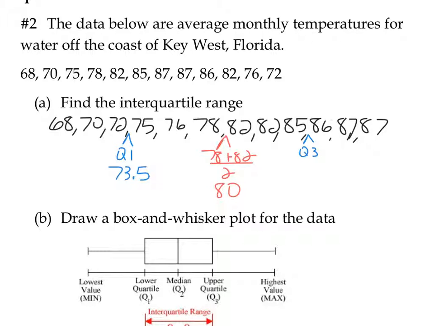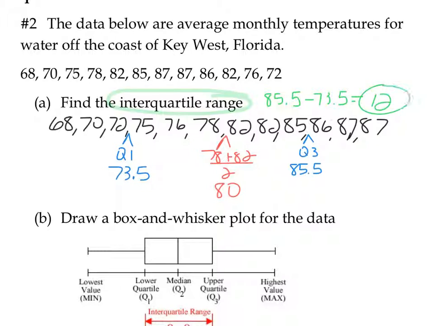Okay. Q3 is the middle of the other half of the data, half of the half, right, cutting it into quarters. Q3 is the average of 85 and 86, which is 85.5. So I have Q1, 73.5, and Q3, 85.5. So to find the interquartile range, I'm going to find the range between those two quartiles. So it's going to be 85.5 minus 73.5. My interquartile range is going to be 12.